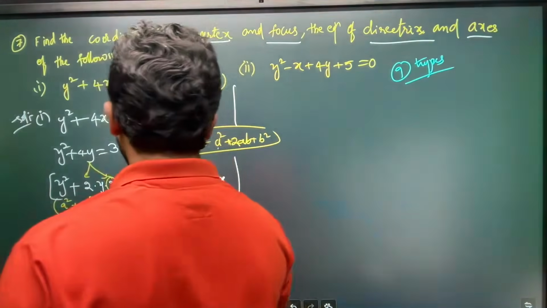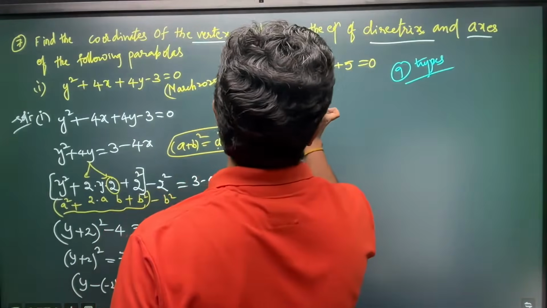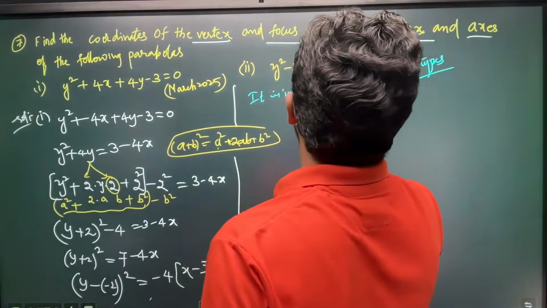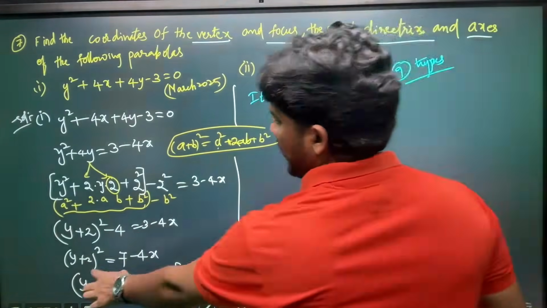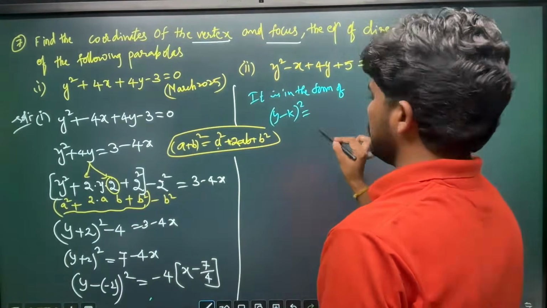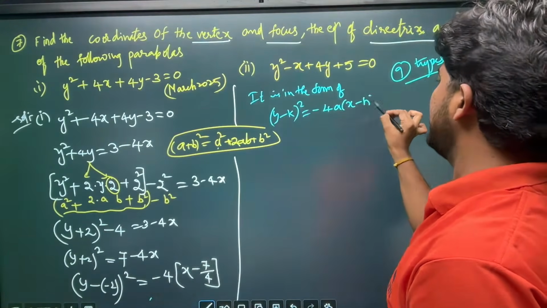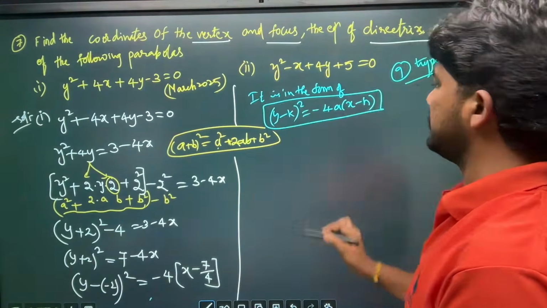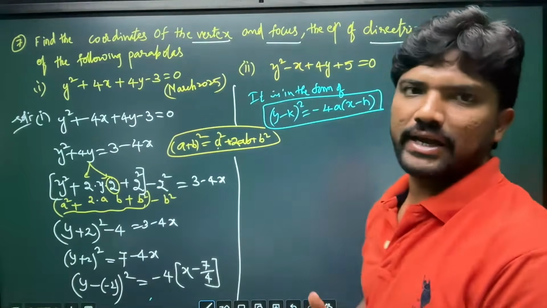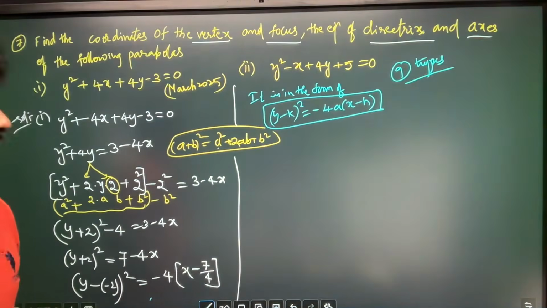Next, it is in the form of, we can say, (y minus k) whole square equal to minus 4a into (x minus h). (y minus k) whole square equal to minus 4a into (x minus h). Okay, so you don't know about this parabola, I will tell you.